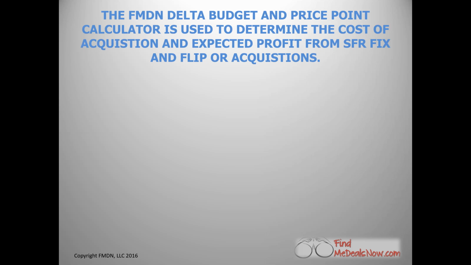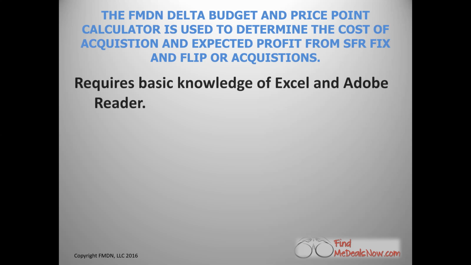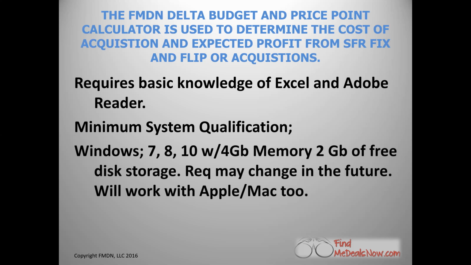The FMDN Delta Budget and Price Point Calculator is used to determine the cost of acquisition and expected profit from an SFR, fix and flip, or acquisitions. It requires basic knowledge of Excel and Adobe Reader. In addition, there are some minimum system requirements. Certainly Windows 7, 8, or 10, minimum 4 gigabytes of memory is suggested, and 2 gigabytes of free disk storage. You can also use a cloud.